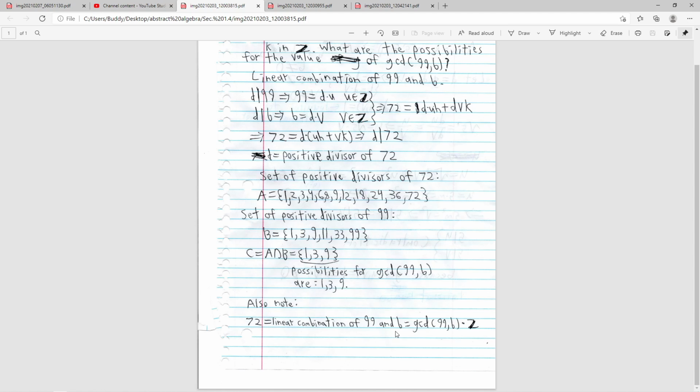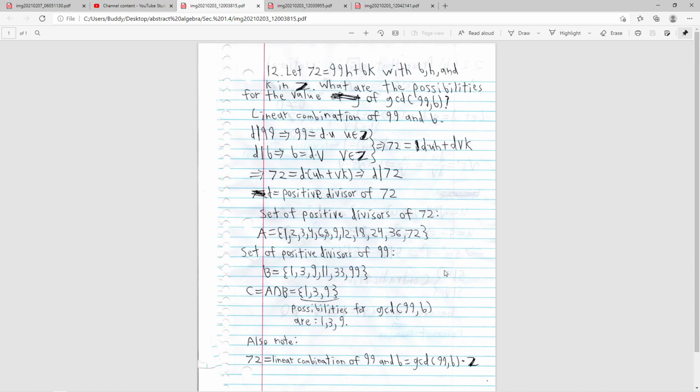Something that we also should remember: GCD of 99 and B equals that, and that's equal to GCD of 99 and B times D. But the answer is the possibilities: 1, 3, 9.